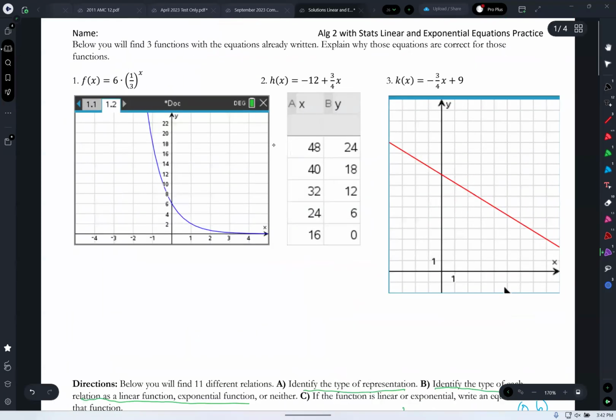Connecting that here, I just want to point out that I have traditionally put questions just like numbers 1 through 3 on assessments in the past. And I'm telling you this equation is correct. I'm just asking you to explain why.